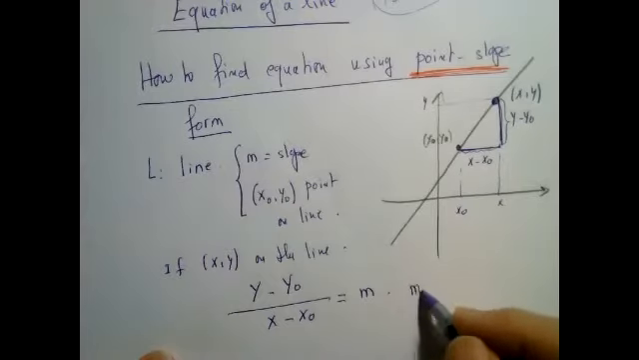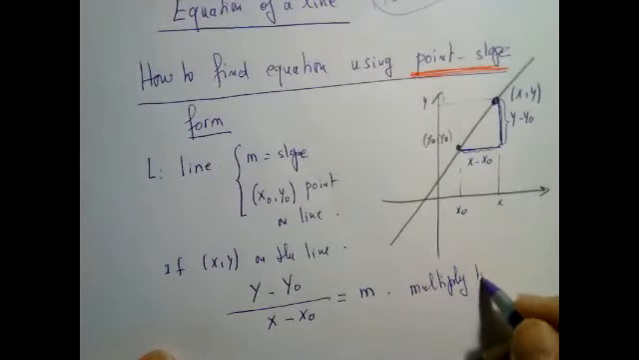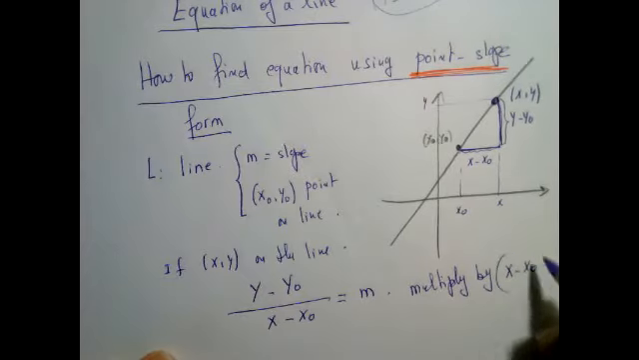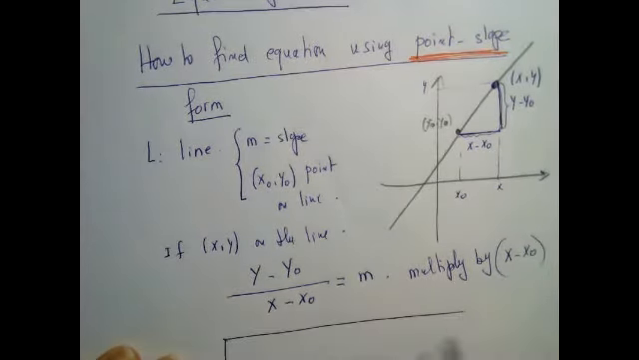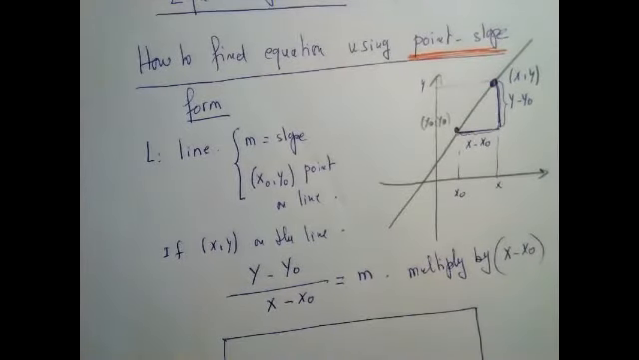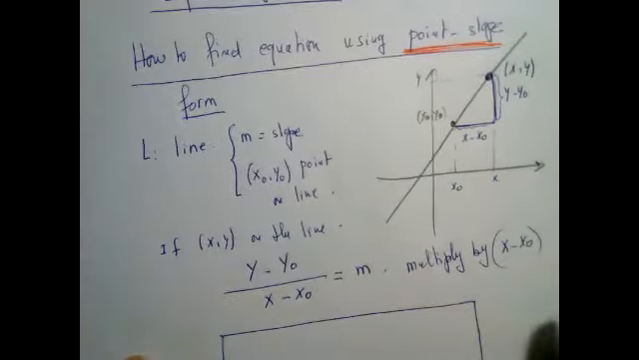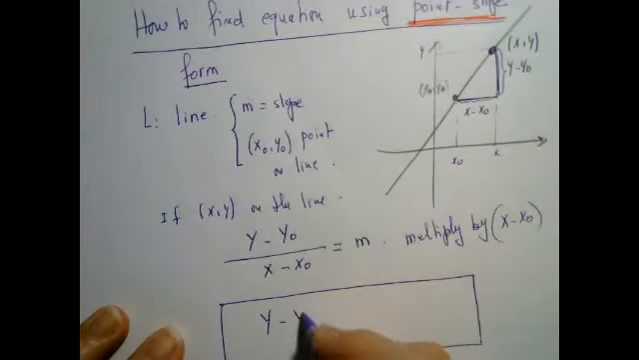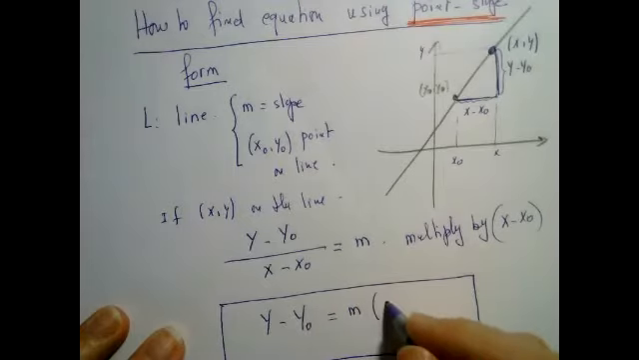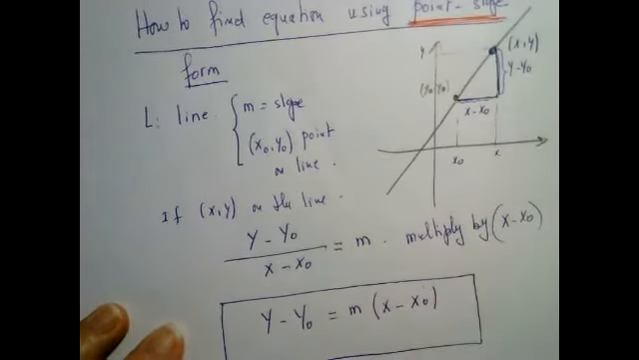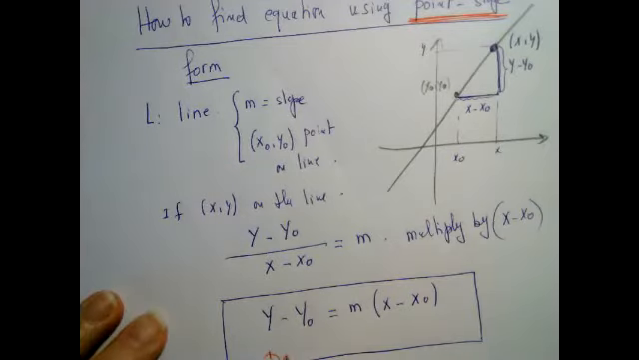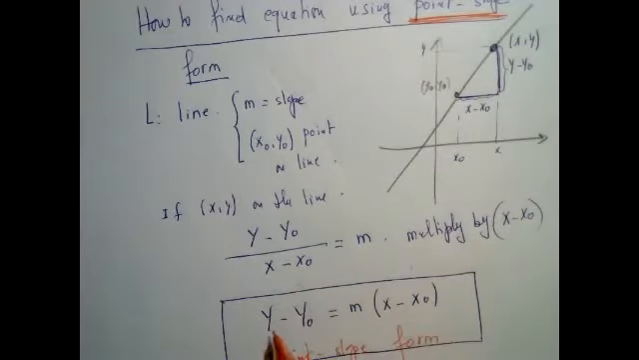Now I'm going to multiply across by x minus x0. And this is going to give me what we call the point slope form. It means the form that will help me find the equation. So this is going to give me y minus y0 equal to slope times x minus x0. And we call this the point slope form. The meaning is, because if I know the point and I know the slope, then I should be able to find the equation that relates the coordinates of any point on the line.